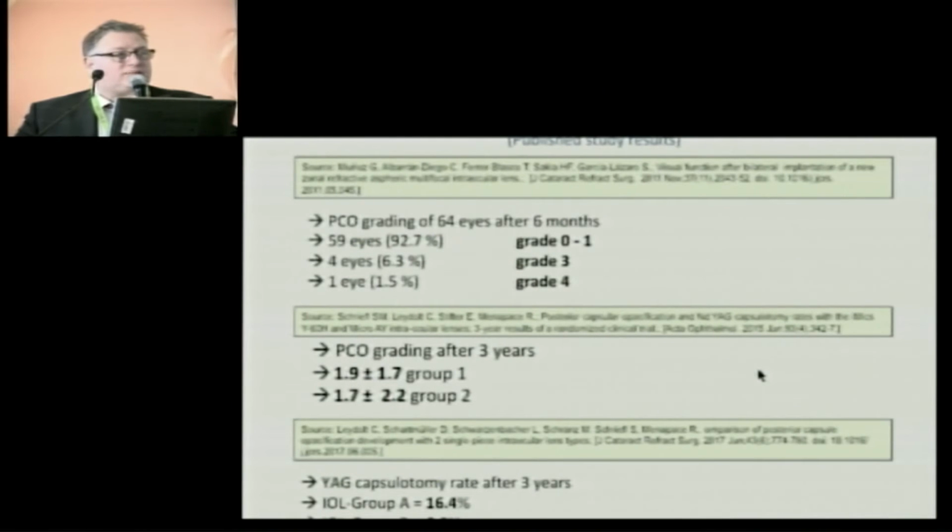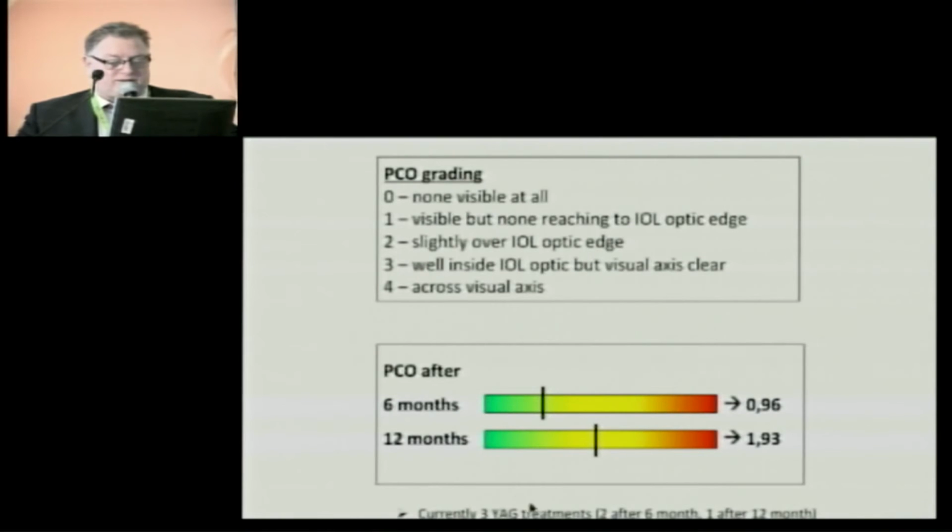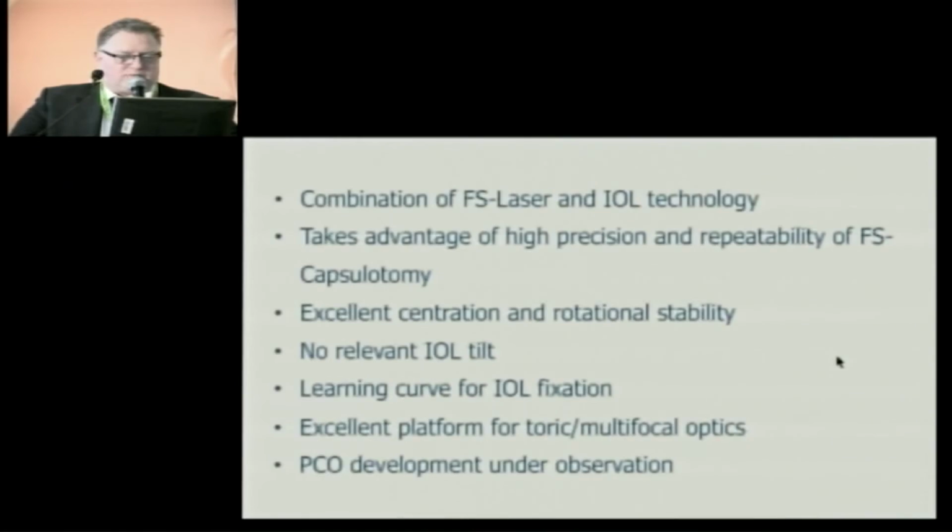PCO is an issue here because the lens is not really pushing against the posterior surface of the capsular bag. If we look at what's known about PCO frequency with hydrophilic lenses, it's quite high. In our group, after 6 months we had 2 YAG treatments, and after 12 months, 3 out of 84. So it's decent. You can say it's not really a big amount of PCO, but this will be, I think, one of the challenges: to make sure that these lenses have no PCO.